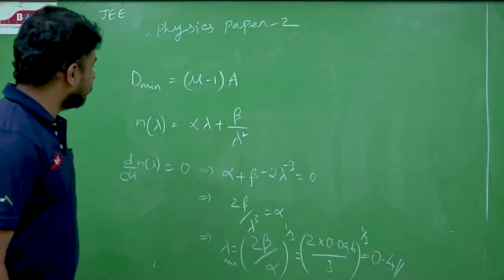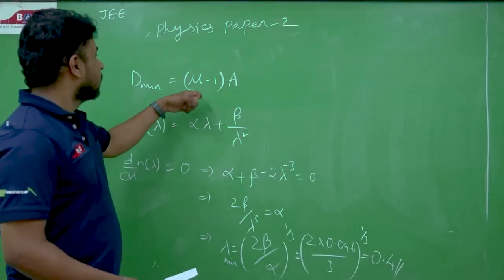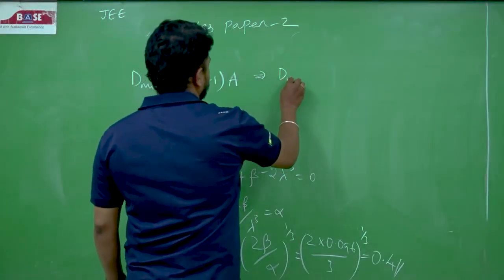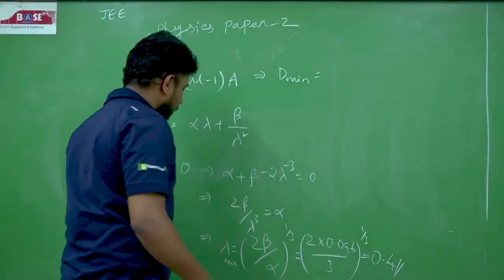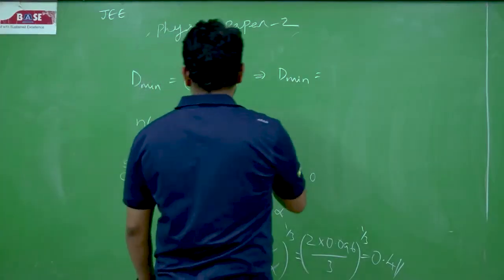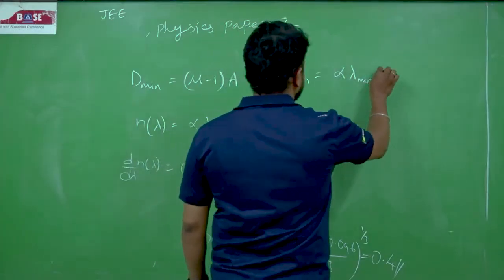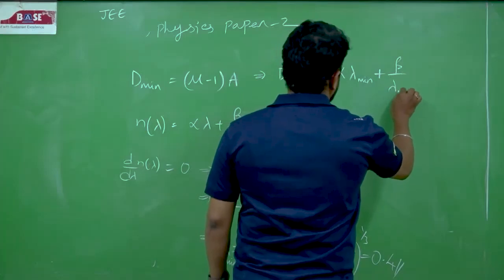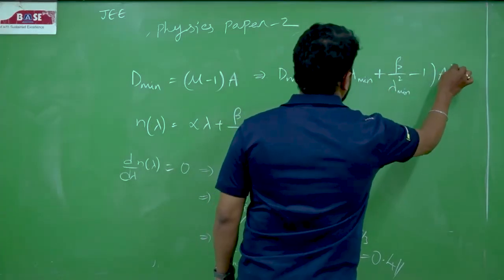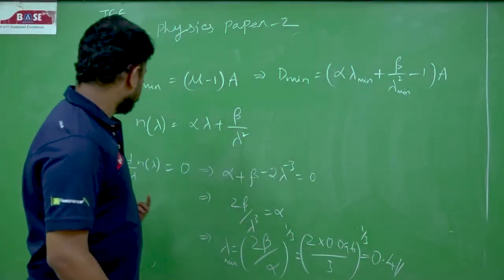Okay, so now once you get lambda minimum, you can put that lambda minimum in this equation. Okay, so corresponding lambda minimum will be giving you the minimum refractive index, and then this relation now can be rewritten as, so d minimum is equal to, what is my mu minimum? So in the place of lambda I can write lambda minimum. So what is my mu value? It will be alpha into lambda minimum plus beta by lambda minimum square, minus 1 into angle of prism. Okay, now we have found how much is the lambda minimum for the corresponding minimum refractive index.